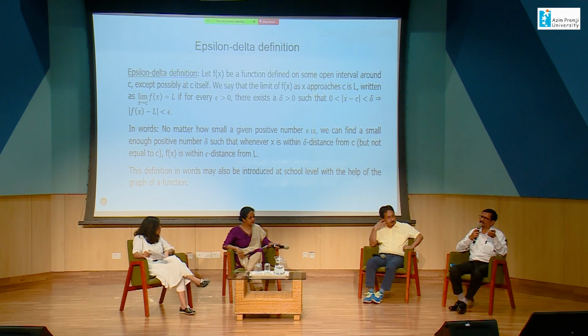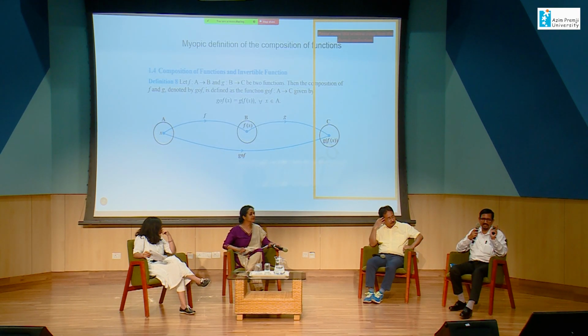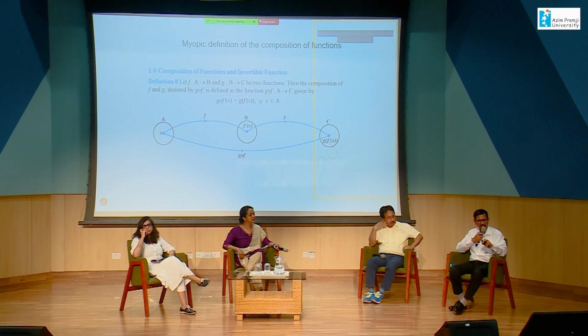What I'm trying to suggest is that we should tell children that the precondition is very different from what we give them. This is again another idea of pre-calculus, and we normally introduce this myopic definition of composition of functions in this manner. We say that if f is a function from A to B and g is a function from B to C, then the composition of f and g is a function from A to C such that (g circle f)(x) becomes g(f(x)).